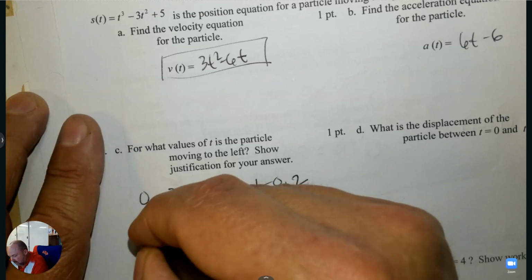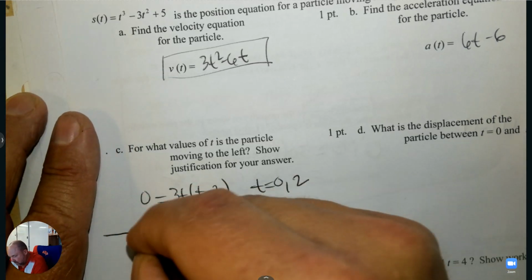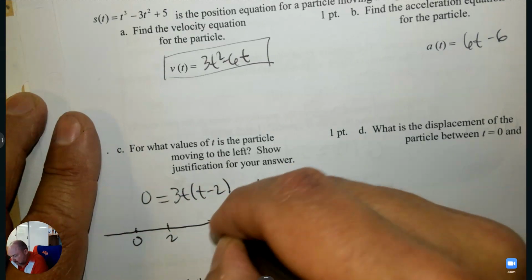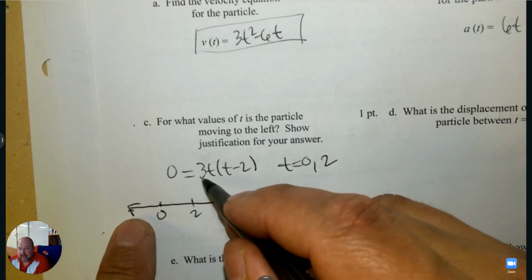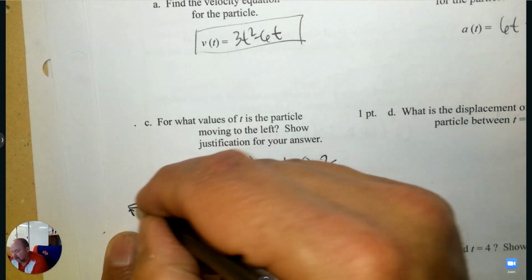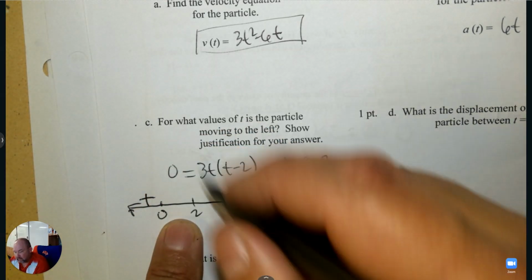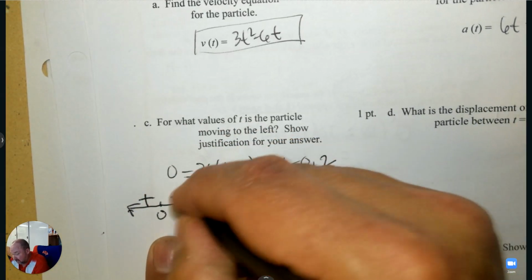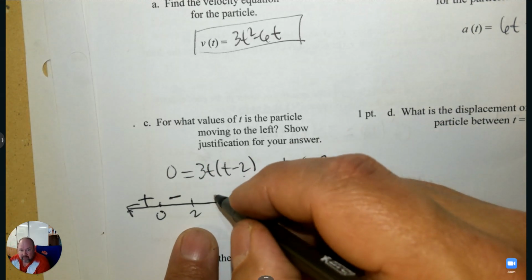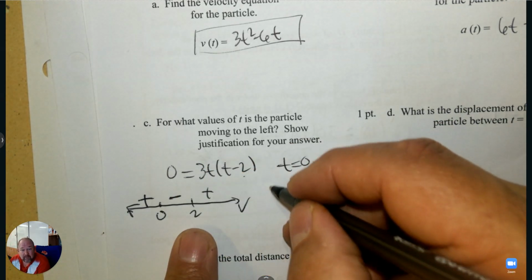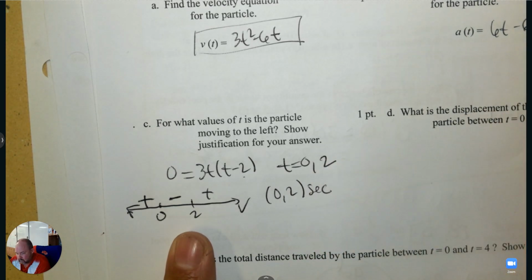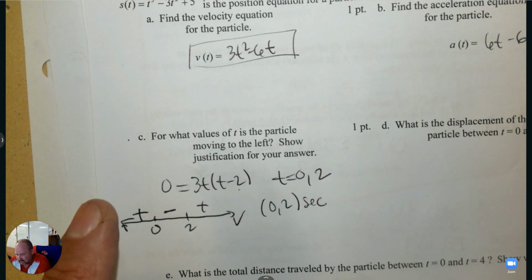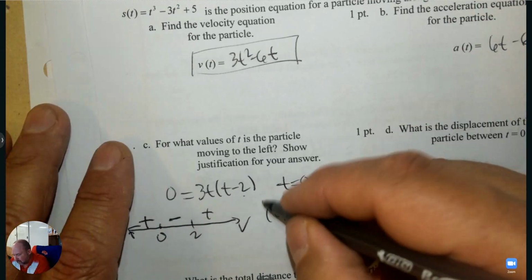Draw a number line for velocity. So if I plug in negative, it'd be a negative times a negative, which is positive. If I plug in positive 1, I get a positive times a negative. If I plug in 3 or 4 or 5, I get a positive answer. So it's definitely moving to the left from 0 to 2 seconds. From 0 to 2.